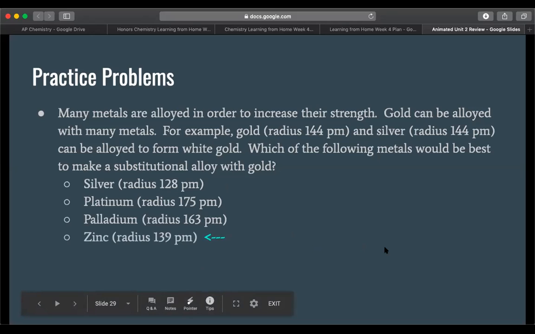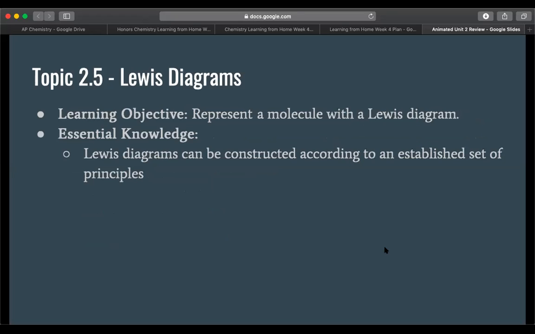So out of all of those, the closest one to the size of gold would be the zinc. And that's why you could alloy gold with zinc. That's it. All right. So Wednesday, we're going to review Lewis diagrams, VSEPR, formal charges, resonance. That's Wednesday.